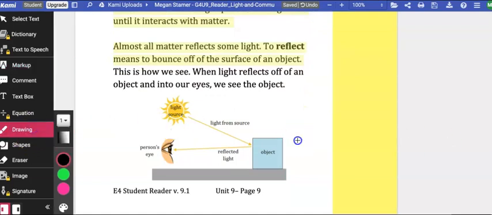Make sure that you draw a star next to this diagram.